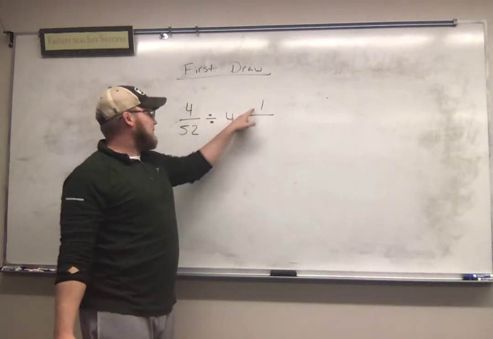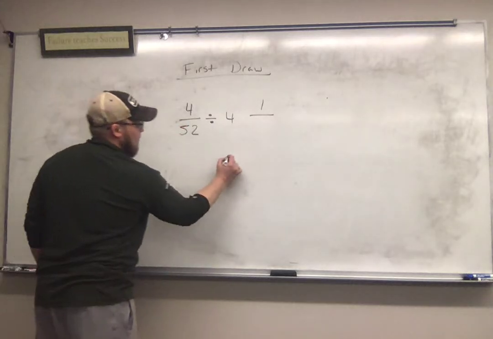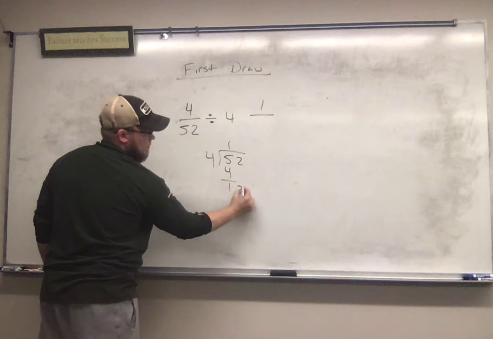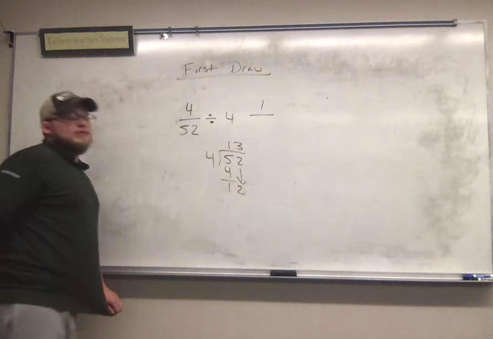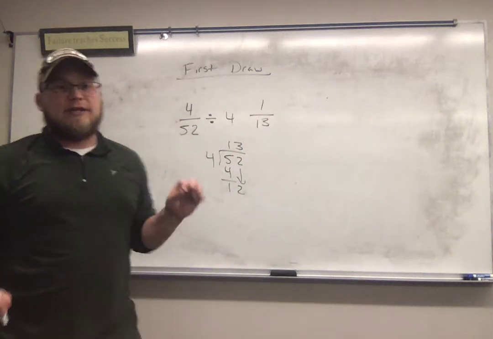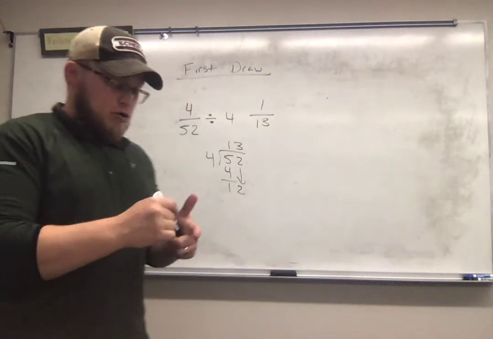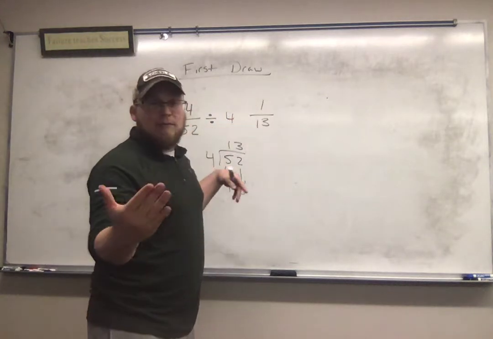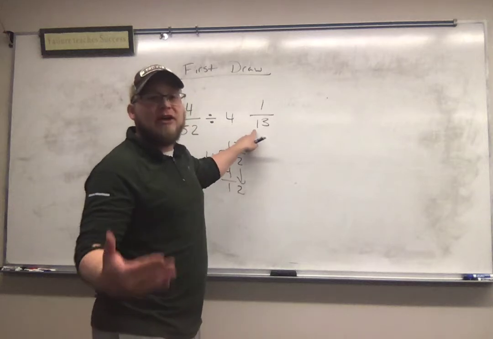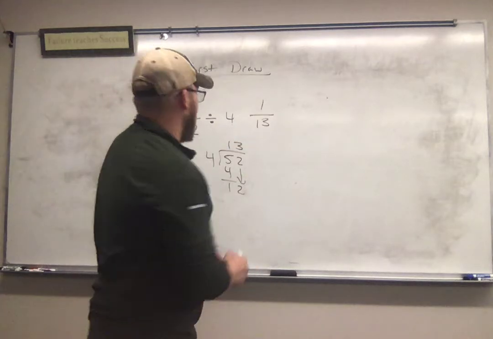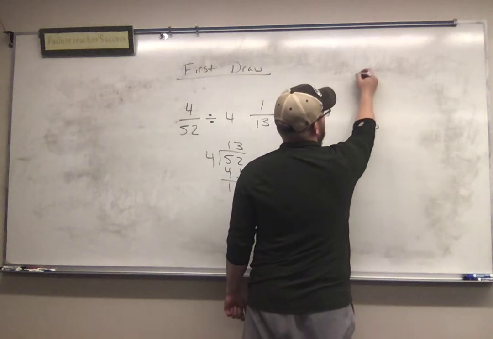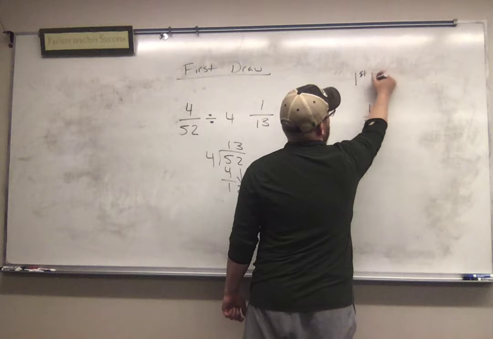4 goes into 4 1 time. How many times does 4 go into 52? If you divide it out, 13. So for the first draw to get an ace, in theory, you should draw an ace randomly 1 out of every 13 tries. Doesn't mean it's going to happen, but in theory, it should happen 1 out of every 13. So now I'm going to write that answer, 1 out of 13. That's our first draw.